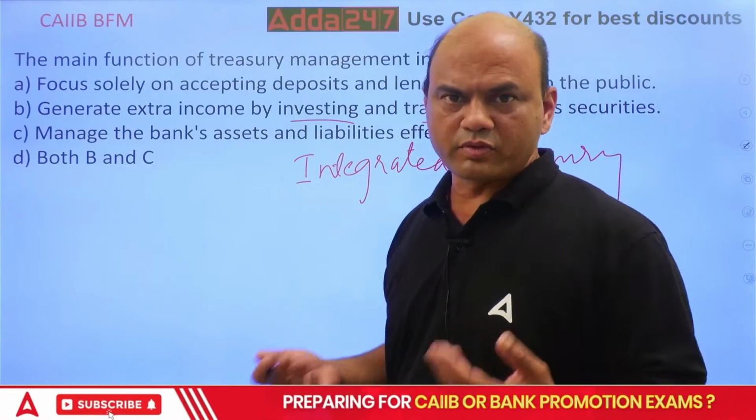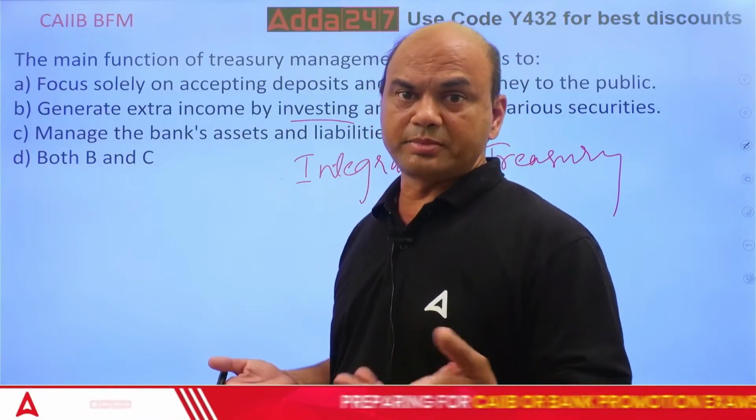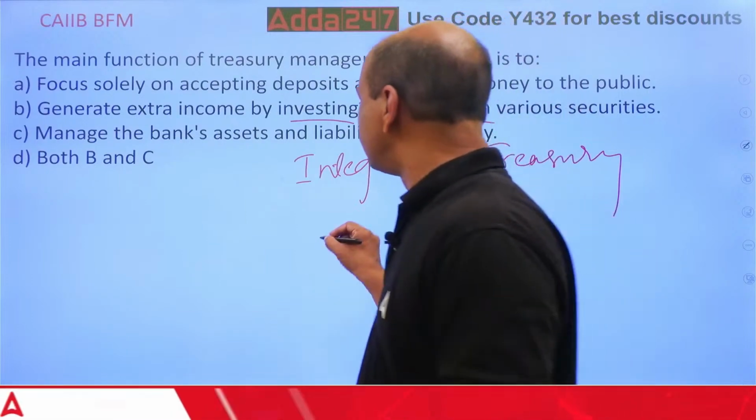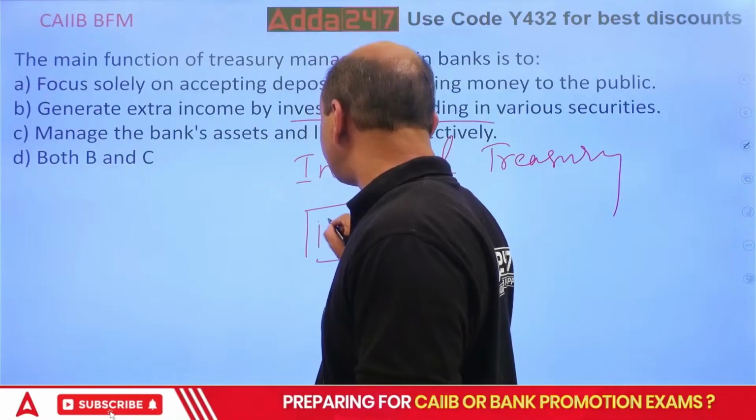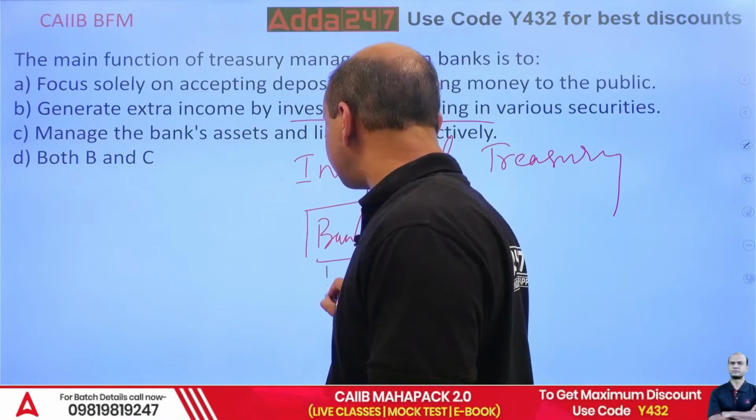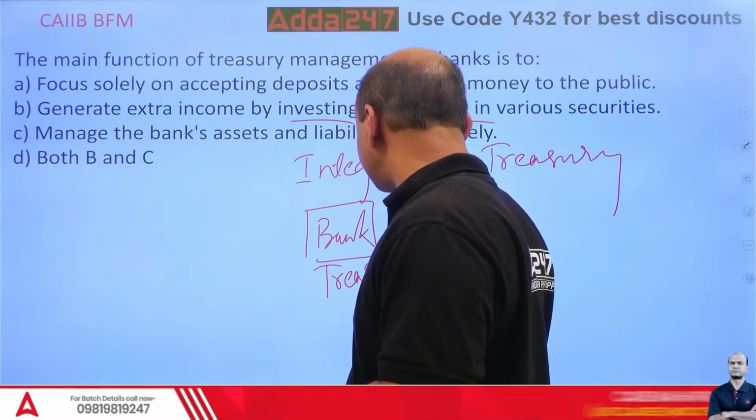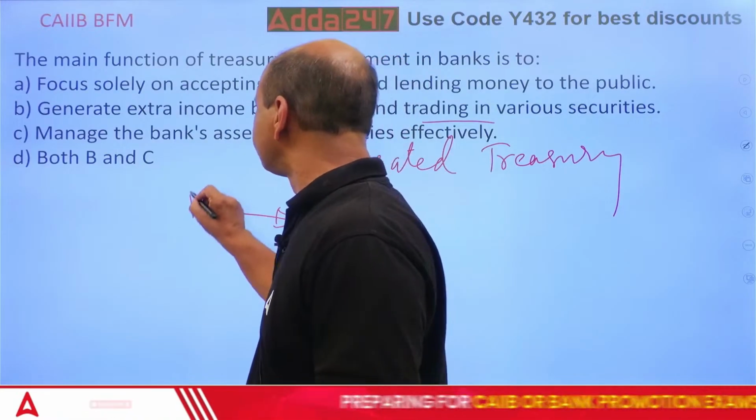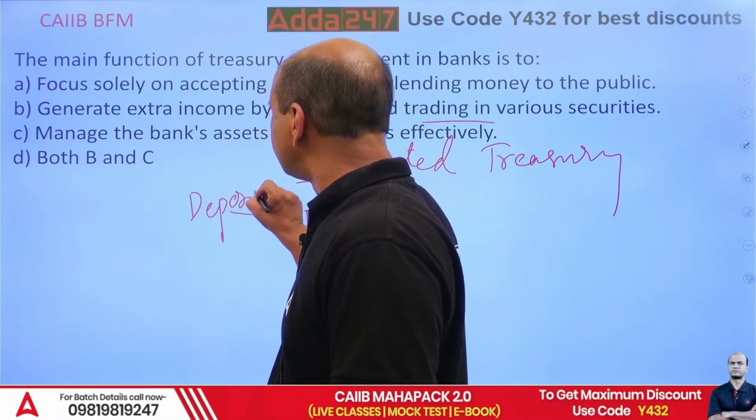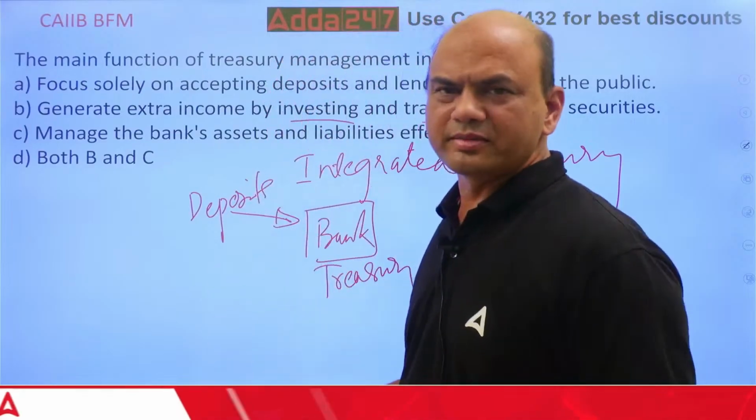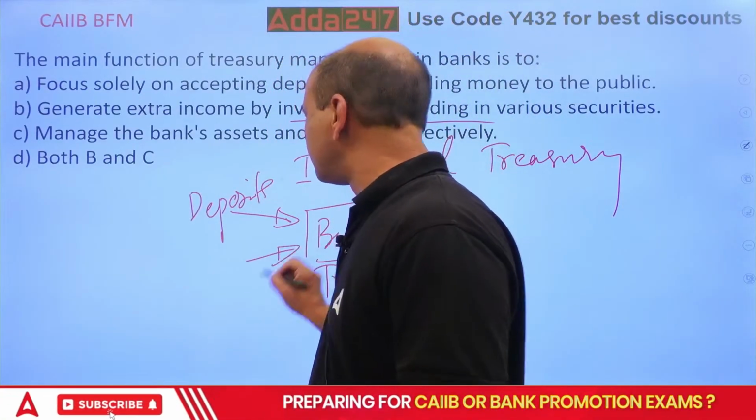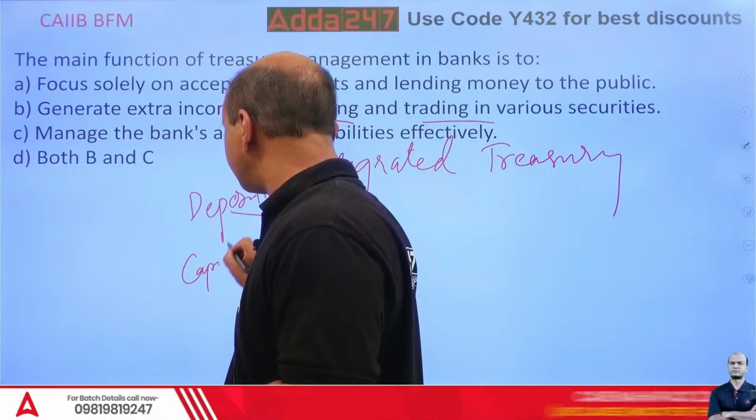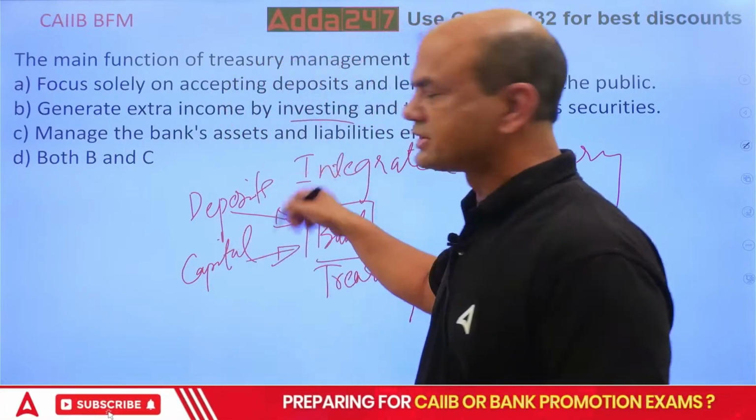Whatever money I get from my loans, from my deposits, what does the bank do with that money? This is the bank, or you call it treasury, let's call it clearly bank treasury. It gets money through deposits and some capital part, means tier 1, tier 2 capital, or banks also take short-term loans. So it gets money through these two parts.